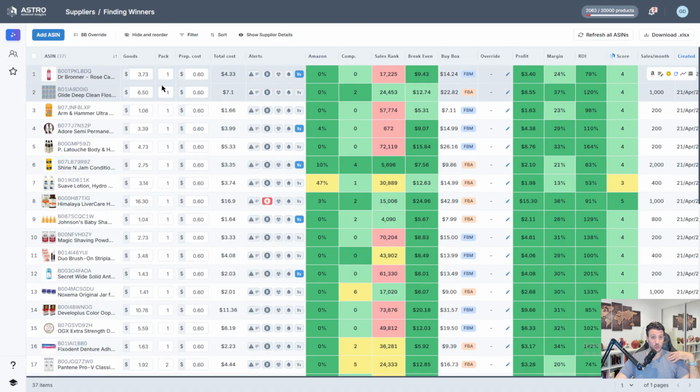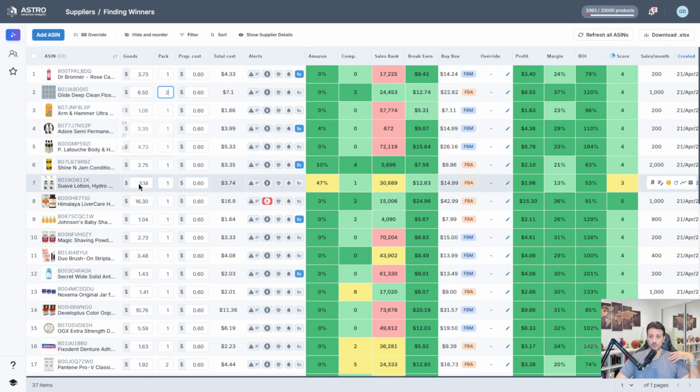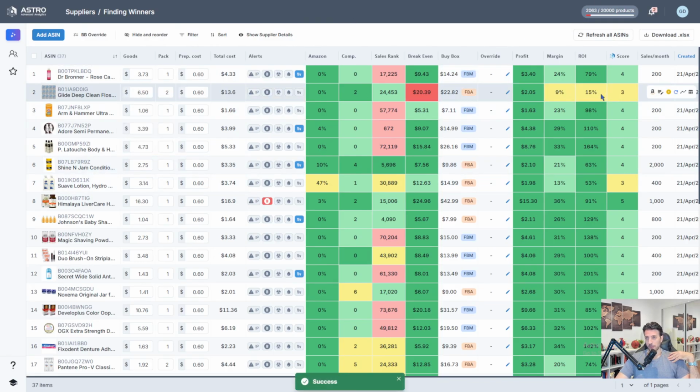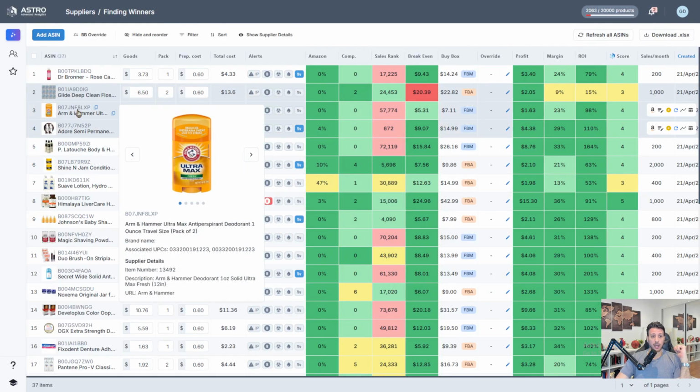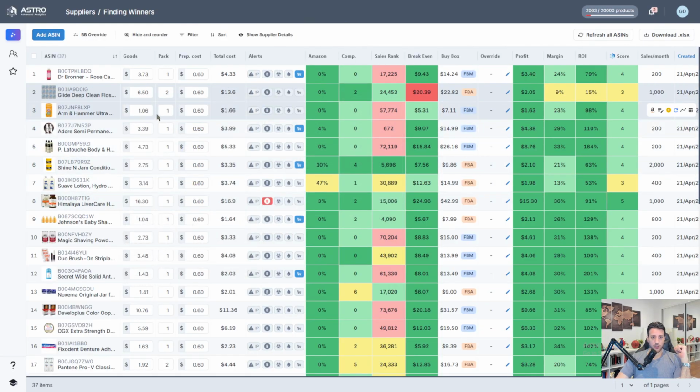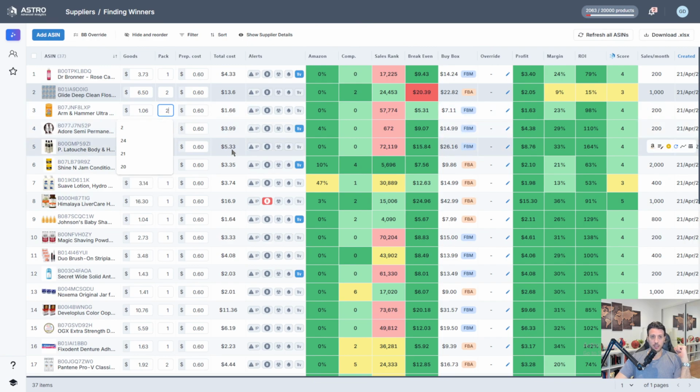So is it still profitable if we change the quantity to 2? There might be a bit of profit. No, 15% ROI. The break-even strength score just became red. It became very weak, so we're not going to be considering this one. Let's go over some of these and see if there's anything good here. This one is a 2-pack.